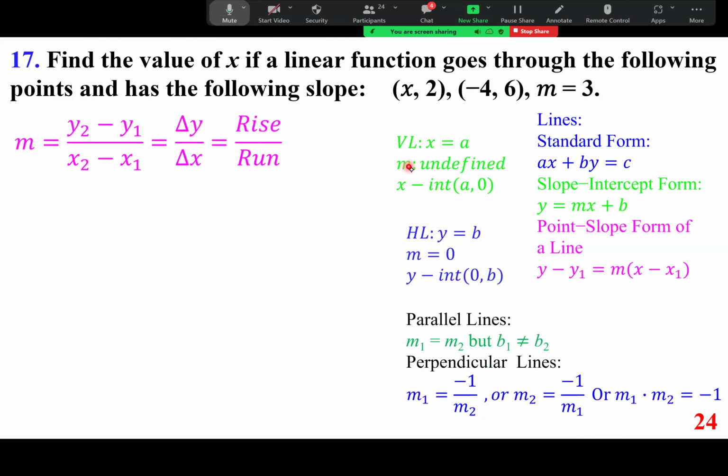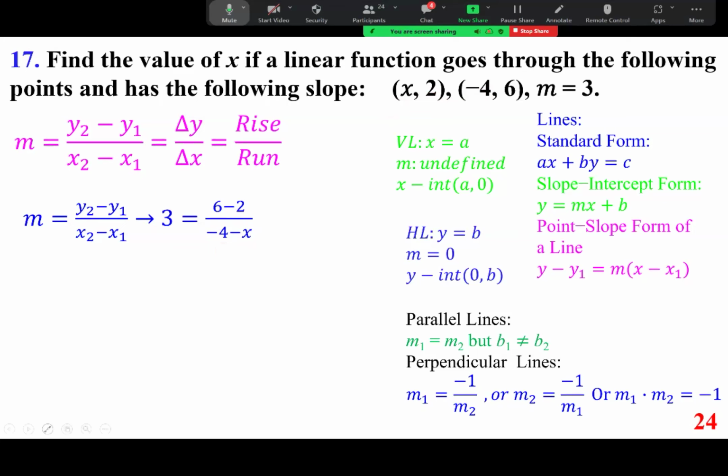So rise over run. So y sub 2 minus y sub 1 over x sub 2 minus x sub 1 equals slope. The slope is given as 3. And y sub 2, 6 minus y sub 1 is 2 over minus 4 minus x. So you do the cross product, you can find the x.